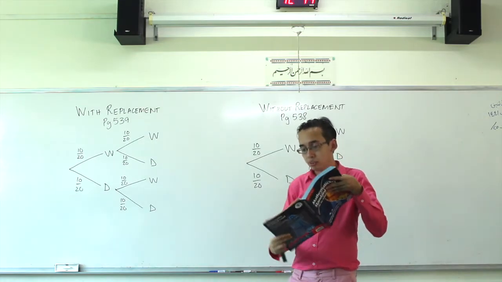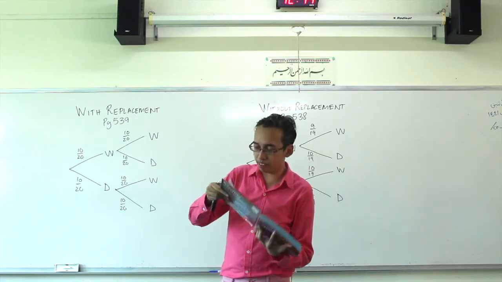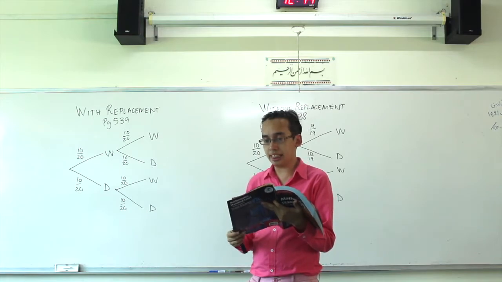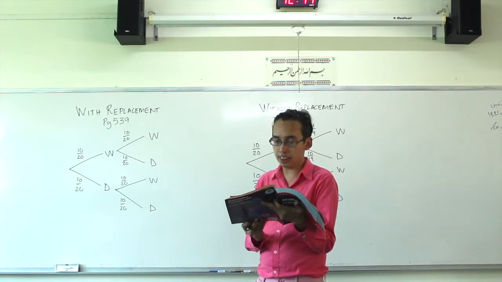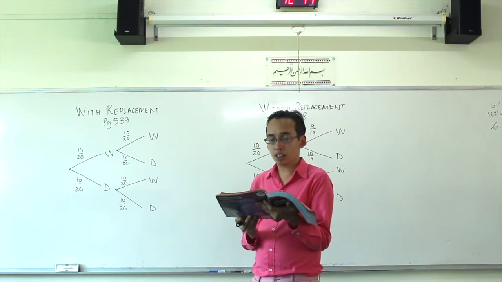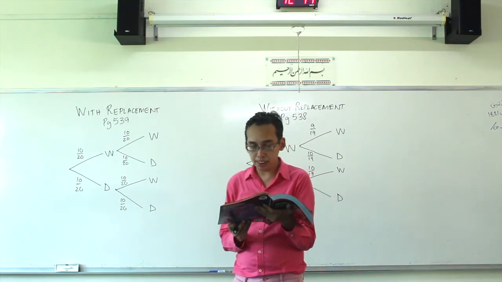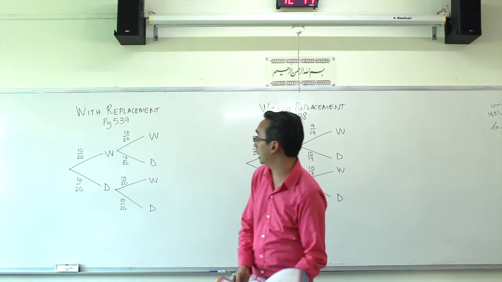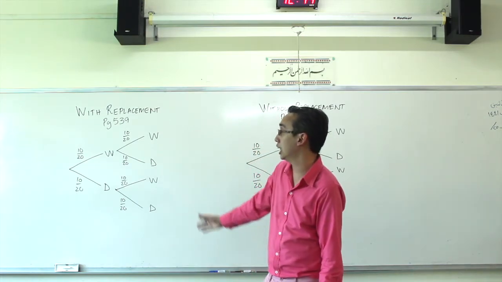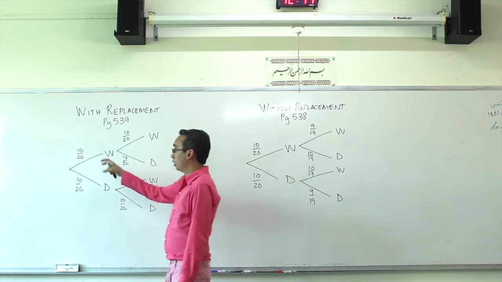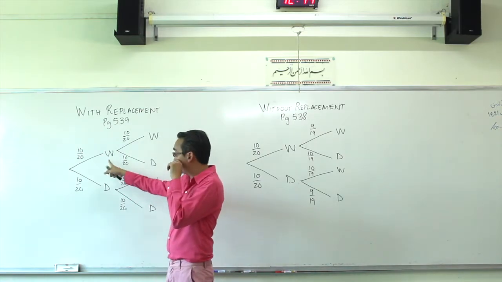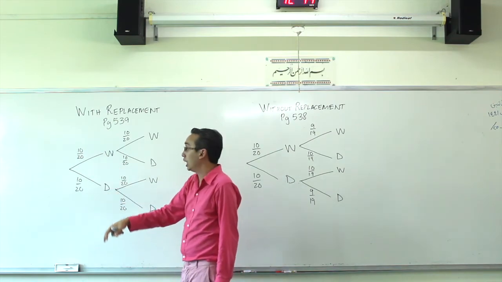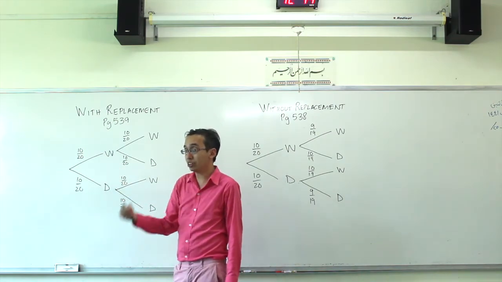Sometimes when you read the question, when you look at page 539, they create another one, which we call selection with replacement. The tree diagram is over here. You take out the first chocolate first. If it is white, you take note of it, and then you put it back. After that, you take the second chocolate out.